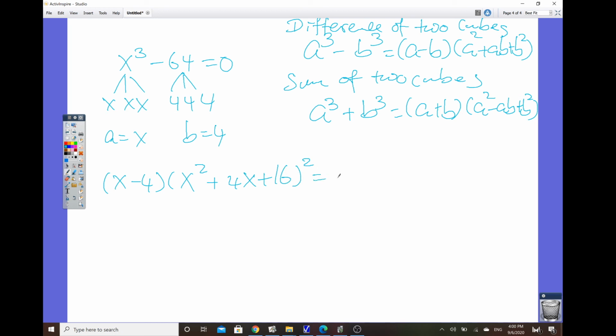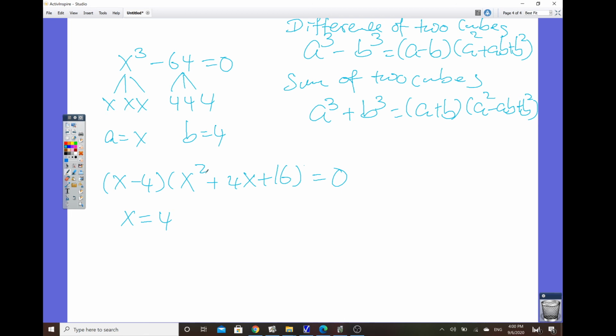And now you want to set it equal to 0. Well, there's no need to square the whole thing outside. I just put in the extra exponent, so let me just erase that. So now let's find out the zeros. We do have x equals 4, so the rational zero, we do have 4.